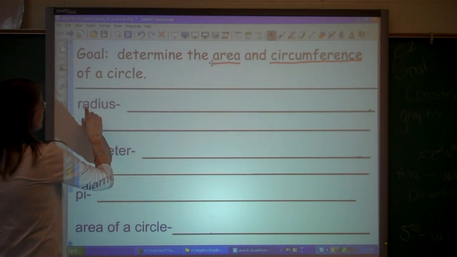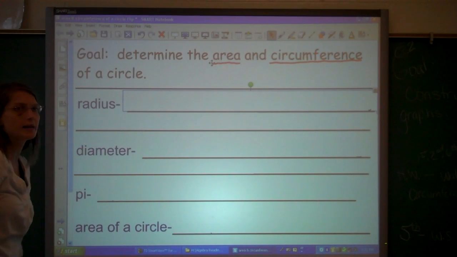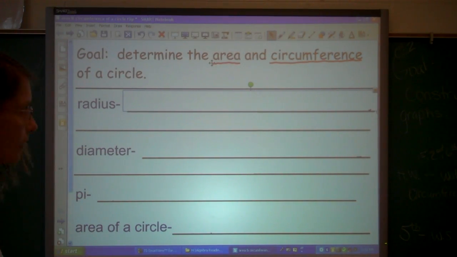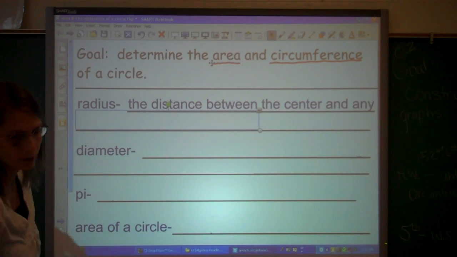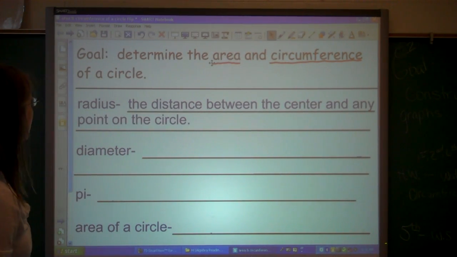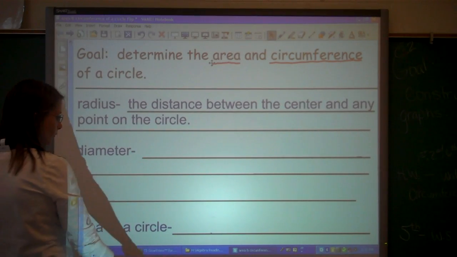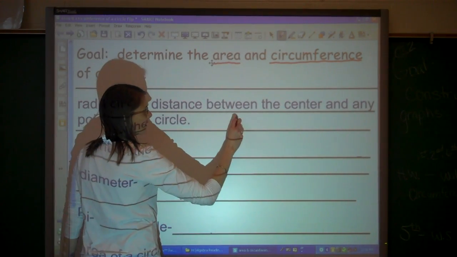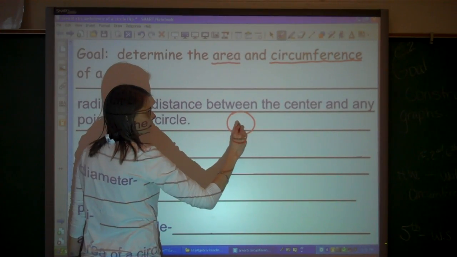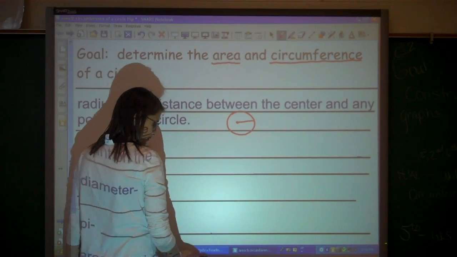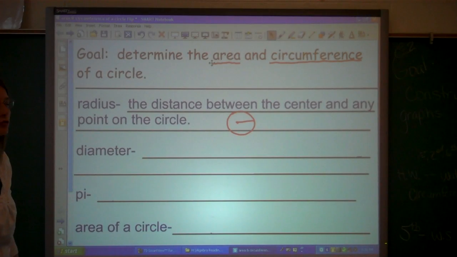So the first thing we want to talk about is we need to know what the radius of a circle is. The radius is the distance between the center and any point on the circle. So if I have a circle, the radius is from the center out. Let's write down the definition and draw the picture.